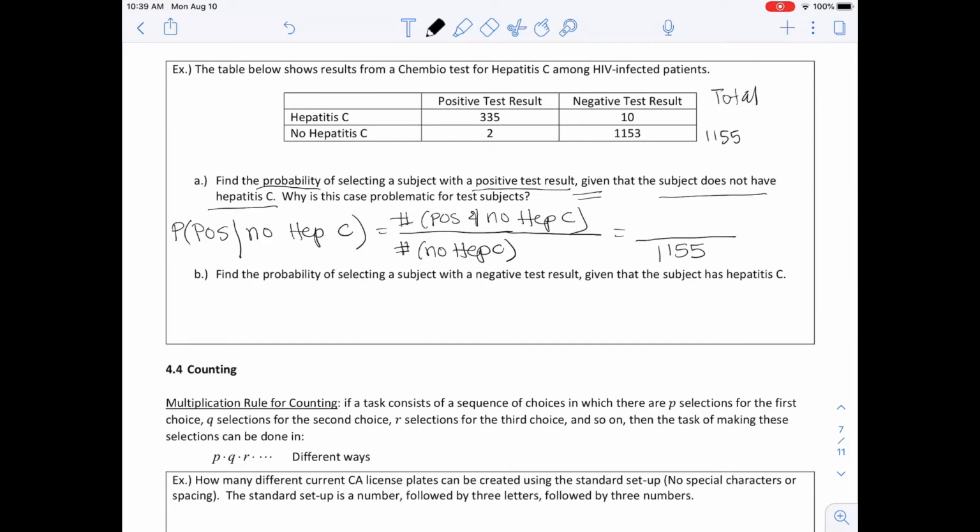Then we have to write down the people that are positive and have no Hep C. So no Hep C and positive would just be these 2. Dividing this out, rounding to 4 decimal places, we get 0.0017.